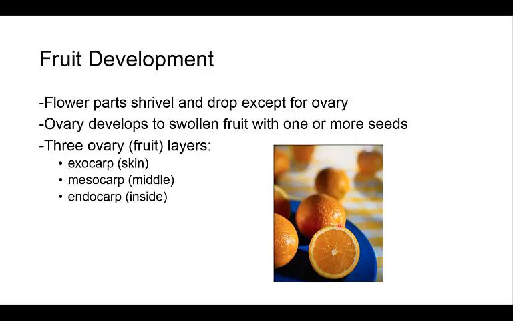So on this orange here, the outer part of the skin, which is the real orange color, is the exocarp. The mesocarp is the white stuff just inside of that, and the endocarp is all of the fleshy orange that we like to eat.